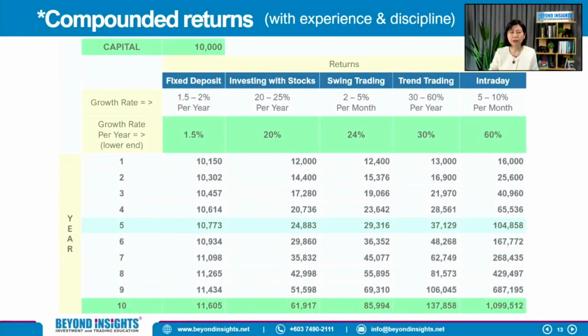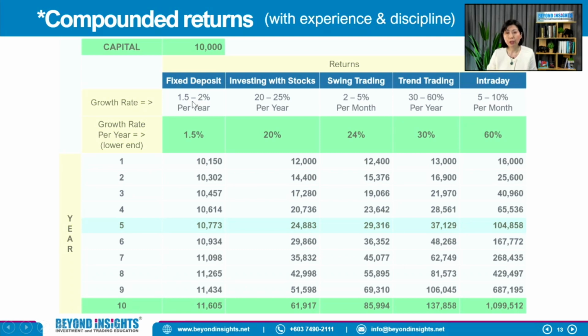So what are the differences in terms of the returns for these trading styles? Let me give you an example of a 10,000 starting capital. It doesn't mean that you must have 10,000, right? It's just a round number, easy for mental calculation. And a contrast: putting it in a fixed deposit, or some countries call it a term deposit, compared to investing in stocks like swing, trend, and intraday trading. So the first line here is the growth rate, like how much you can compound the money.